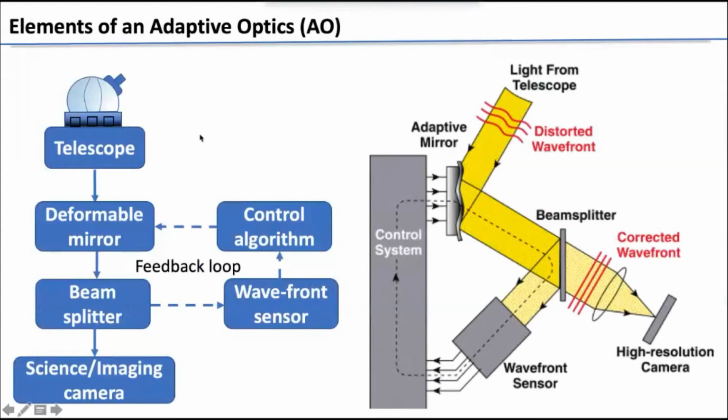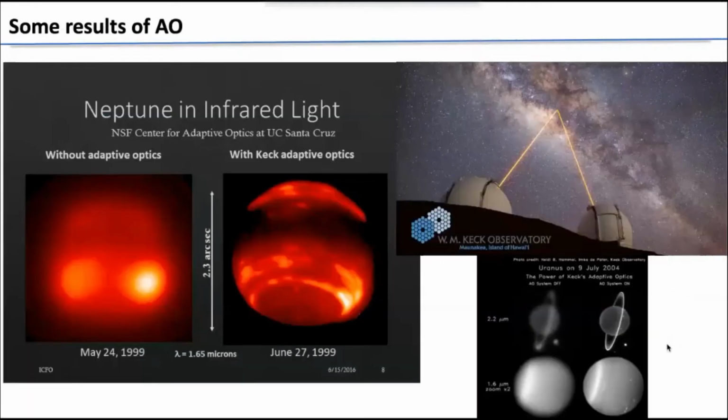Okay, before we move on, let me show you a simple diagram so that you understand what an AO system is. If you look here, the AO system is really built from three elements: the deformable mirror, the wavefront sensor, and the control algorithm. You have a distorted wavefront coming in, the wavefront sensor senses the distortion, the deformable mirror corrects it, and then you get the diffraction limited PSF.